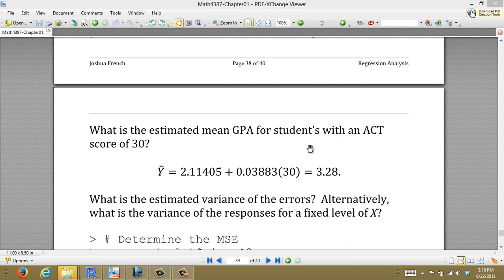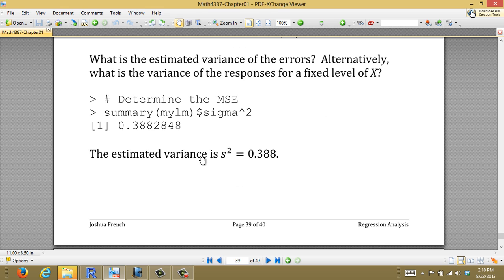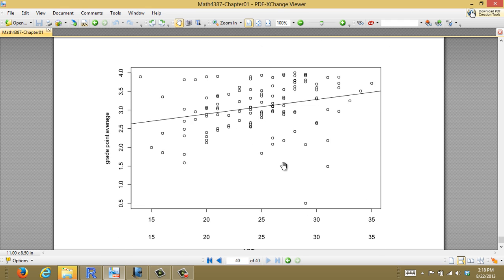And then as I mentioned here, so we've already done this actually, if I wanted to estimate the mean GPA for a student with an ACT score of 30, the estimated mean would be obtained by simply plugging 30 into our estimated regression function and doing the calculation. We get 3.28, and the estimated variance is s squared equal to 0.0388.